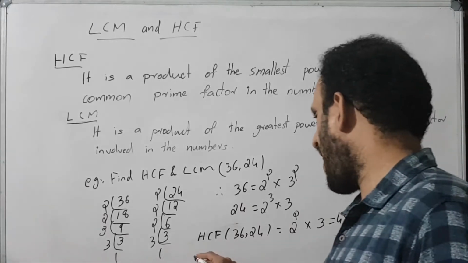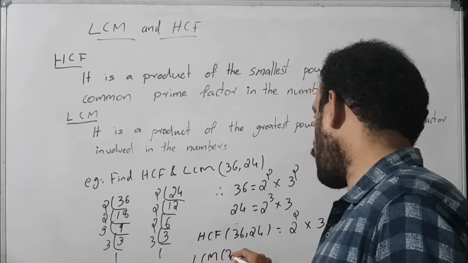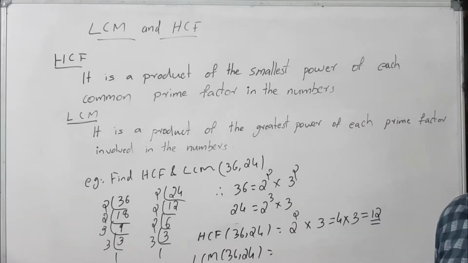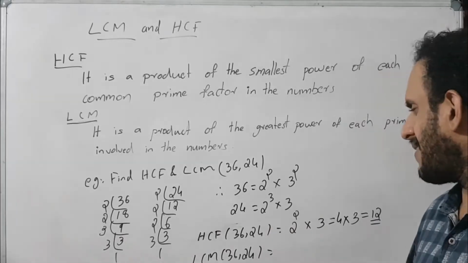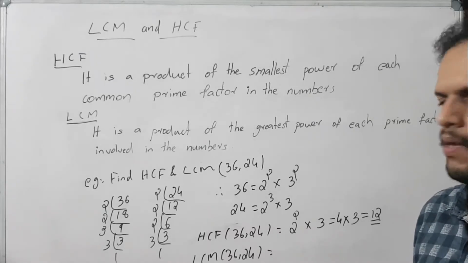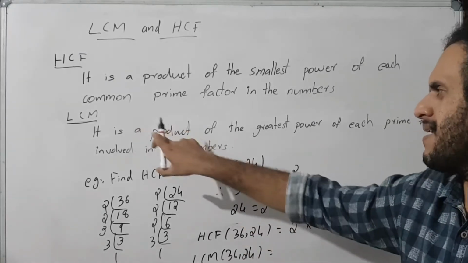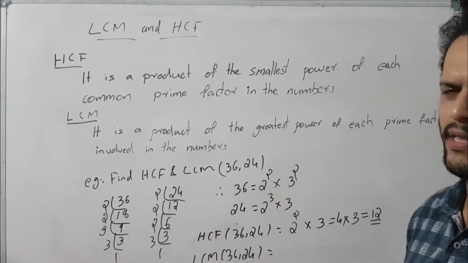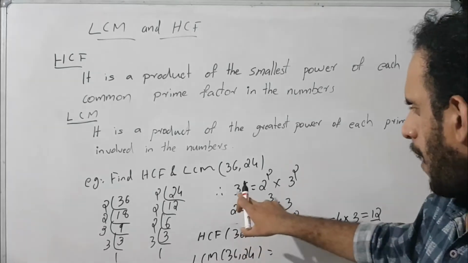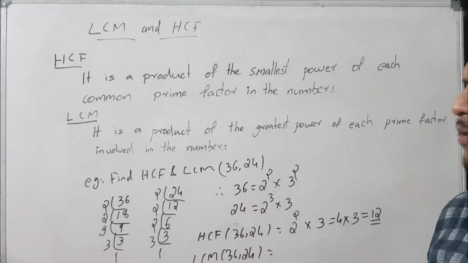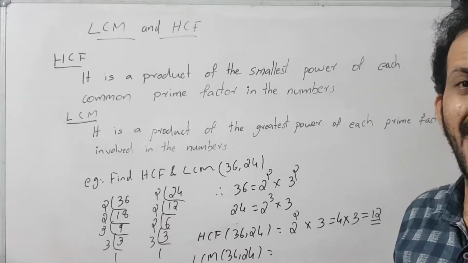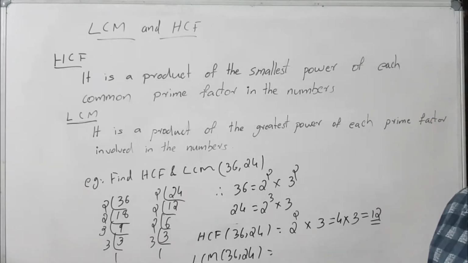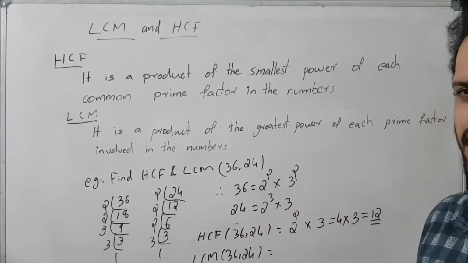Okay. The next one is LCM. LCM of 36 and 24. Then how to find the LCM of 36 and 24? Then LCM is the product of the greatest power of each prime factor involved in the numbers. എന്ന് പറയുന്നത് എന്താ? ഈ 36ന്റെയും 24ന്റെയും പ്രൈം ഫാക്ടറൈസേഷനിൽ ഏതൊക്കെ നമ്പേഴ്സ് വരുന്നുണ്ട് എന്ന് ആദ്യം നോക്കുക. ഓക്കെ, ഏതൊക്കെ പ്രൈം നമ്പേഴ്സ് ആണ് ഇതിന്റെ രണ്ടിന്റെയും പ്രൈം ഫാക്ടേഴ്സിൽ വരുന്നത്?